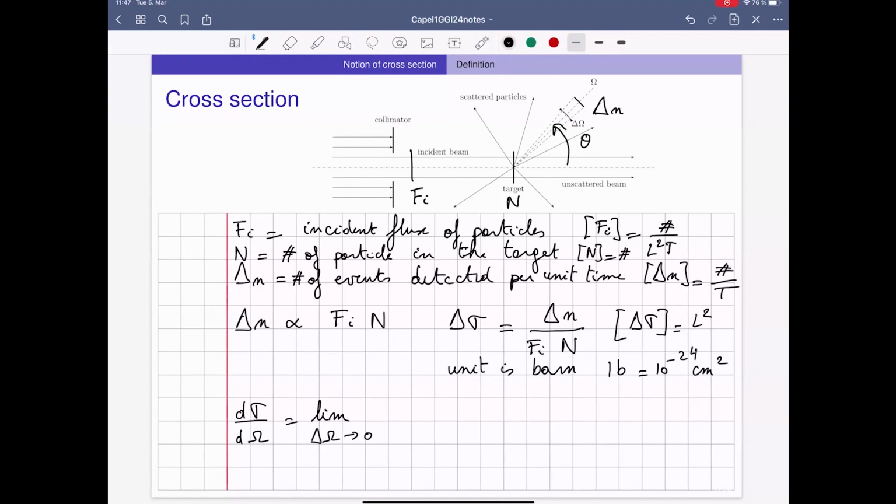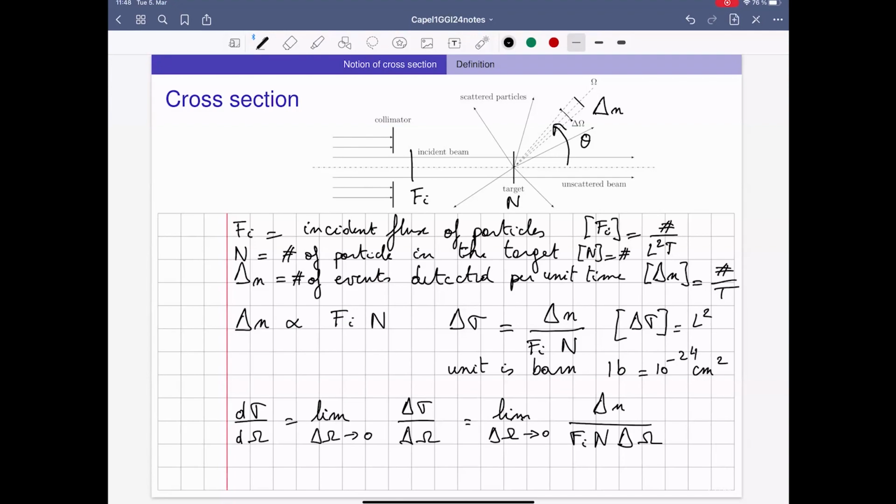So it's the limit for delta omega going to zero. So you assume that your detectors become smaller and smaller. That's a dream of a theoretician, to have infinitely small detectors. And then, of course, the experimentalists don't want that, because otherwise they don't measure anything, or they spend their whole day waiting for one event. But that's the big job of the experimentalist, to take that into account and to do the extrapolation. And so it's this delta sigma divided by delta omega. So it's the limit for delta omega going to zero of delta n divided by the incoming flux, the number of particles in the target, and delta omega, which is the opening of the detectors.